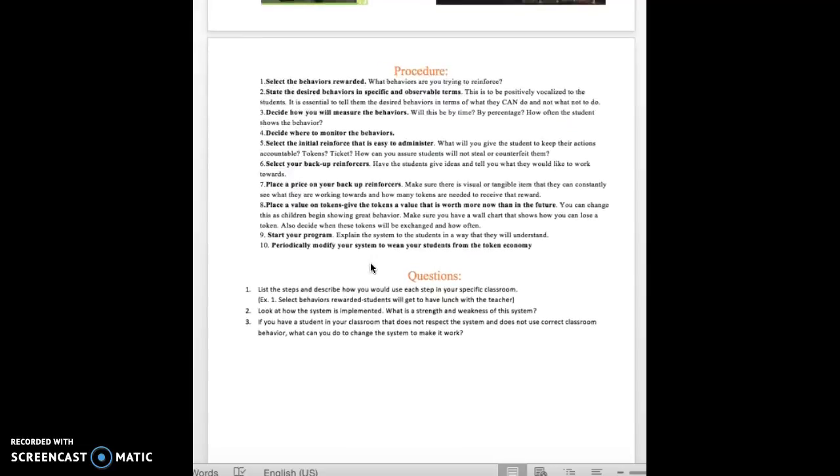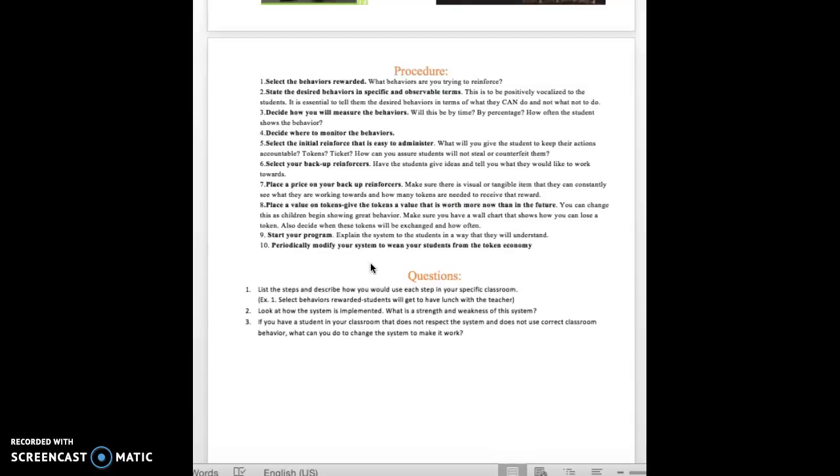So the procedure to a token economy, one, basically select the behavior that's rewarded. So what behaviors are you trying to reinforce? Are you trying to reinforce that they turned in their homework? Are you trying to reinforce that they did their job for the week? Are you trying to reinforce just regular behavior during independent reading? Like what are you trying to reinforce and what does that regular behavior look like?